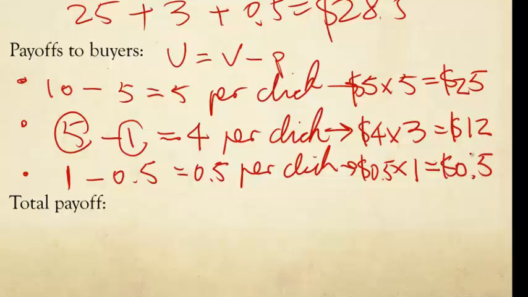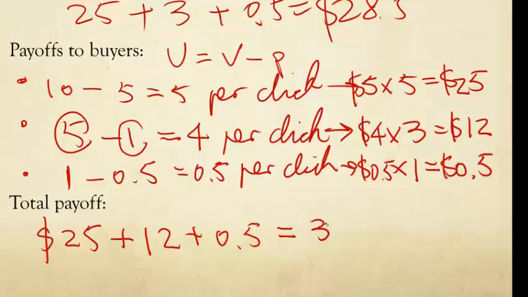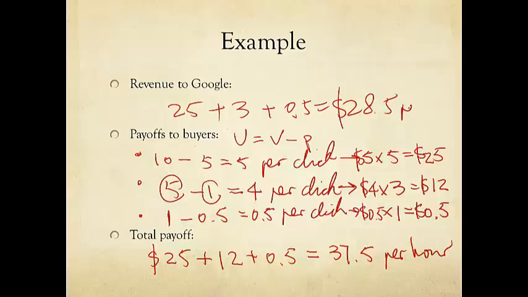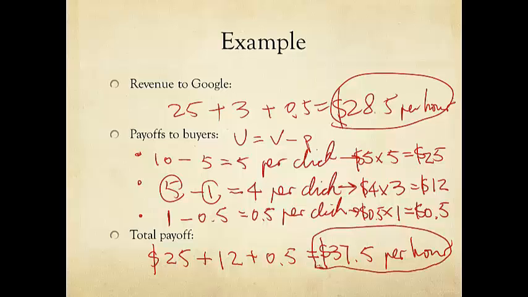So the total payoff is $25 per hour for the first bidder, plus 12 for the second bidder, plus half for the third bidder, which is 37.5, and this is in per hour, just like here, because it reflects both the payoff per click and the expected number of clicks per hour. So this is how much Google is receiving in the revenue, and this is how much net happiness payoff is received by the three bidders altogether.